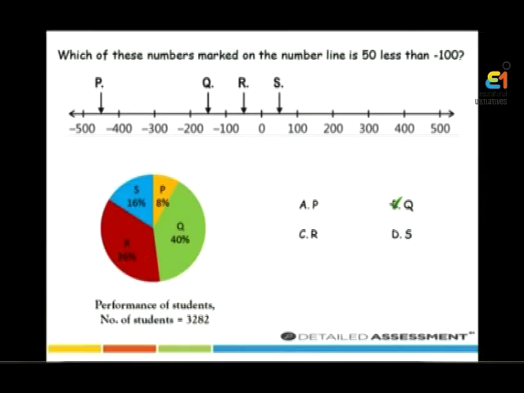Let us look at the performance data for this question. Only 40% of the 3,000 students were able to answer the question correctly. Around 36% of the students believe that -50 is 50 less than -100. Let us try to remediate such a misconception. To do the same, we have one of our math experts with us, Ms. Ranjini Mitra. She'll guide you through a small activity which will help you remediate this misconception.